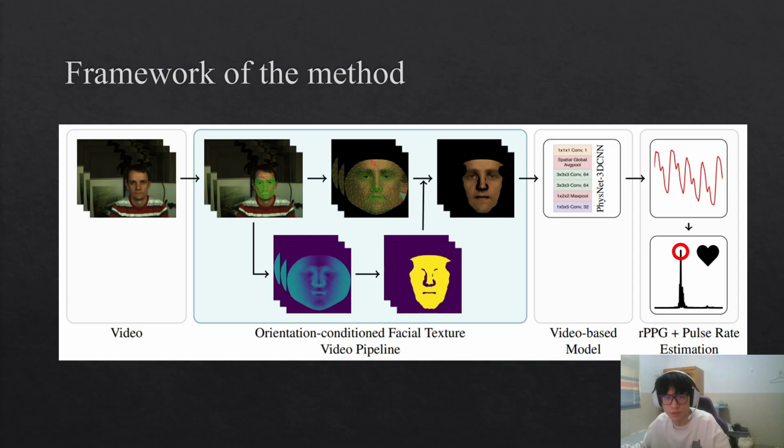After the video processing, the transformed frames are fed into a video-based model, specifically a 3D CNN architecture. This deep learning model has been trained to recognize extra subtle patterns associated with blood flow changes in the face. The final stage of the pipeline produces two key outputs.